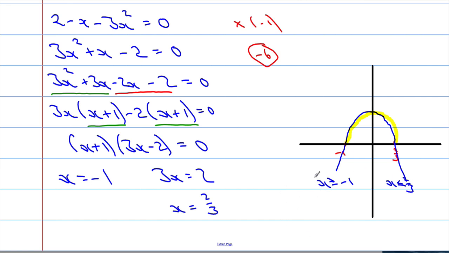So now we should be able to put this into one inequality, and that's where -1 is less than or equal to x, which is less than or equal to 2/3. And that's the set of values of x which satisfy the inequality.